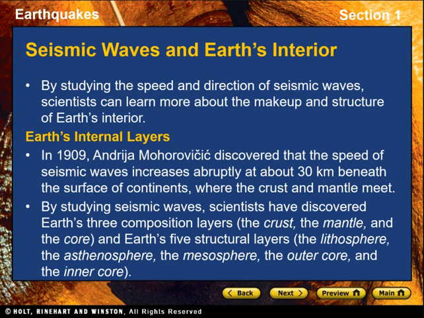By studying the speed of seismic waves, scientists have been able to locate boundaries between other internal layers of Earth. The three main compositional layers of the Earth are the crust, the mantle, and the core. Earth is also composed of 5 mechanical layers: the lithosphere, the asthenosphere, the mesosphere, the outer core, and the inner core.